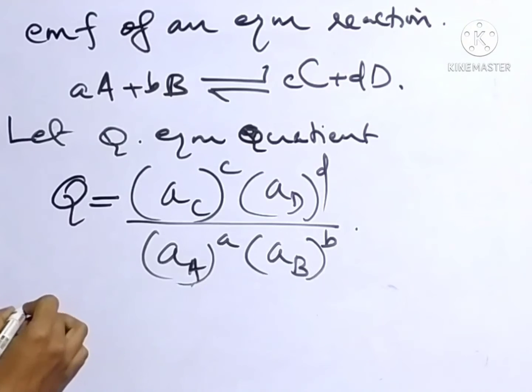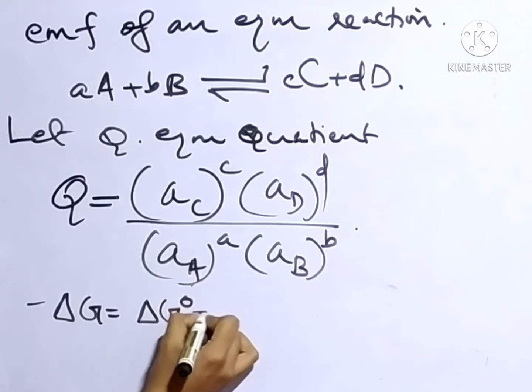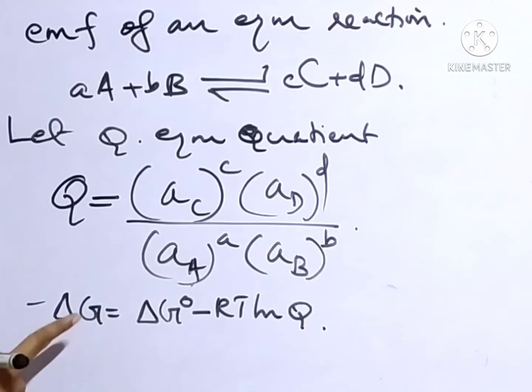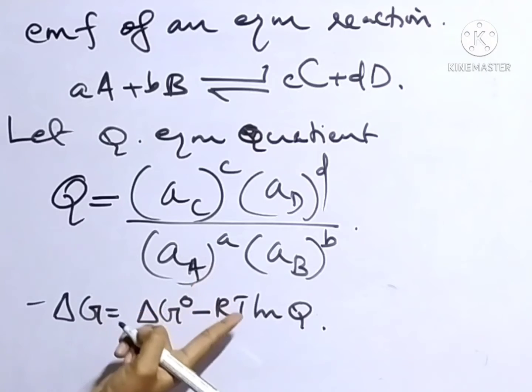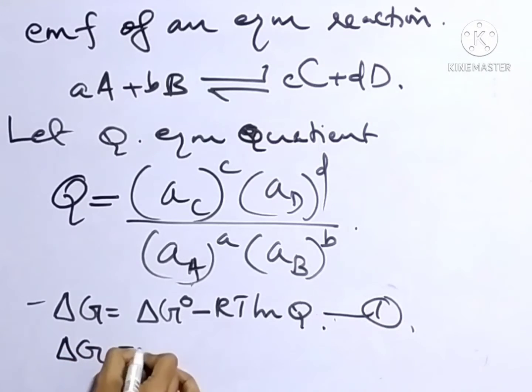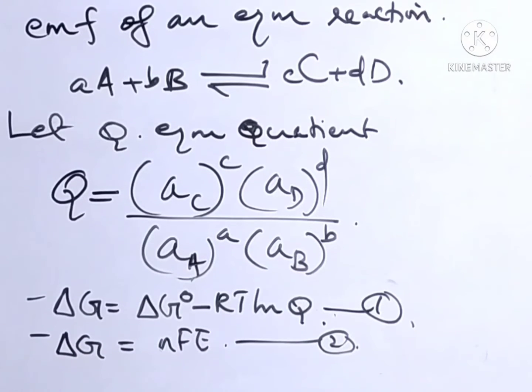And the decrease in Gibbs free energy, delta G, equals delta G0 minus RT ln Q. Here delta G is the Gibbs free energy, delta G0 is the standard Gibbs free energy, R is the gas constant, T is temperature and Q is the equilibrium quotient. Let me number it equation number 1. We know delta G equals minus nFE, or we can write minus delta G equals nFE. This is equation number 2.